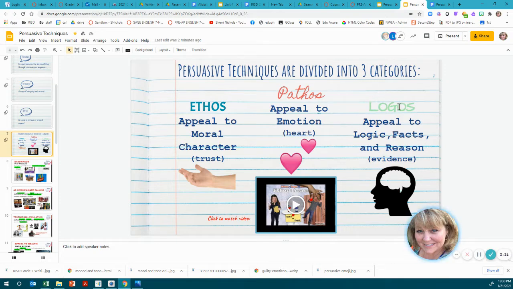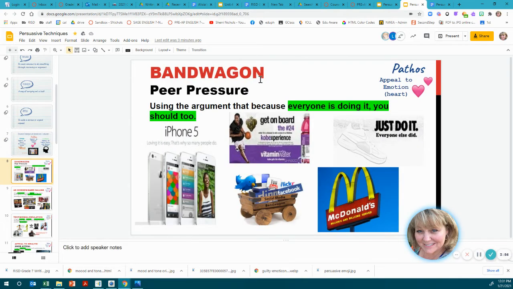And then our 3rd category would be logos. And logos is the appeal to logic, facts, and reason. We use evidence and examples with our logos. Use your brain to sort of think through the evidence. And I think of this like L is logos, and you see the word logic in it. And then we're going to move on to our terms.